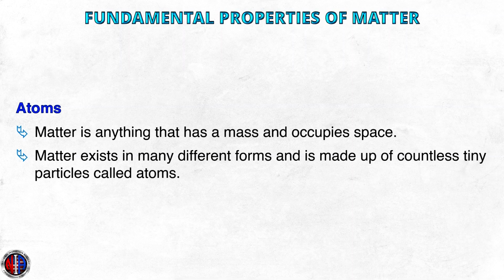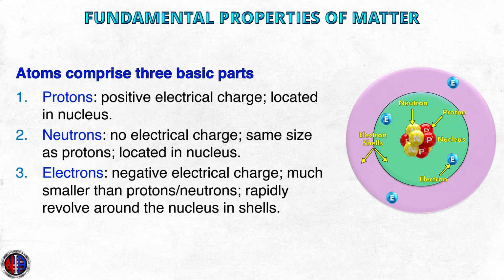Fundamental properties of matter. To fully understand radiography, it's important to be generally familiar with the origins of radiation and how radiation interacts and affects material at the atomic level. At its most basic level, matter can be defined as anything that has a mass and occupies space. Matter exists in many different forms and is made up of countless tiny particles called atoms. Atoms are building blocks of all matter and are composed of space more than anything else. Within the vast space are three basic parts: protons, neutrons, and electrons.